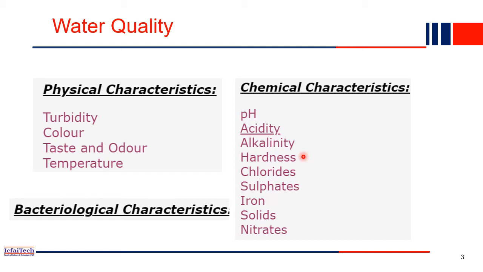Next we have hardness. Hardness means if carbonate and bicarbonate products are dissolved in the water, then it makes the water hard, right? We studied the hardness of water in 9th standard. So the hardness of water is also one of the chemical characteristics. Similarly, if any chlorides are dissolved in the water, we can find that out. If any sulfates are dissolved in the water, that is also a chemical characteristic. Similarly, iron, any other dissolved solids, and nitrates. So all these chemicals may be present in the water.